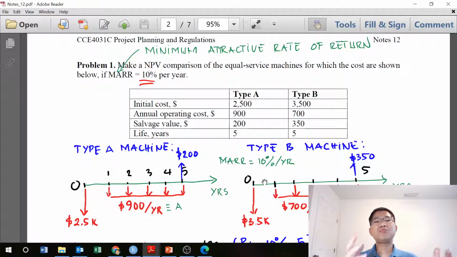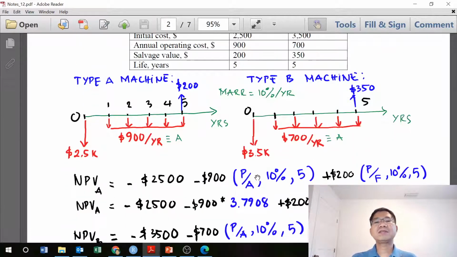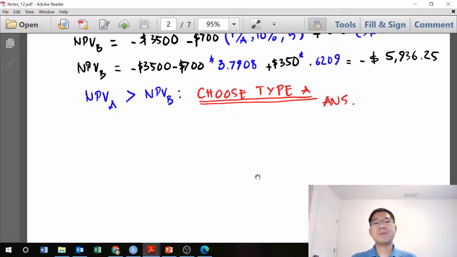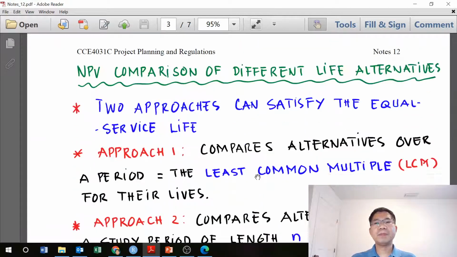What if you have two machines or two alternatives that have different years? How can I do that? That is the purpose of this lesson video, and we apply that in problem 2. So, NPV comparison of different life alternatives. Like I say, the same concept, the same number of years, has to be applied to the other methods that we are talking about in the next lessons.